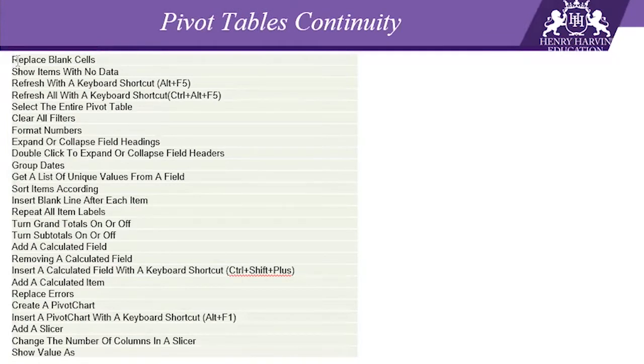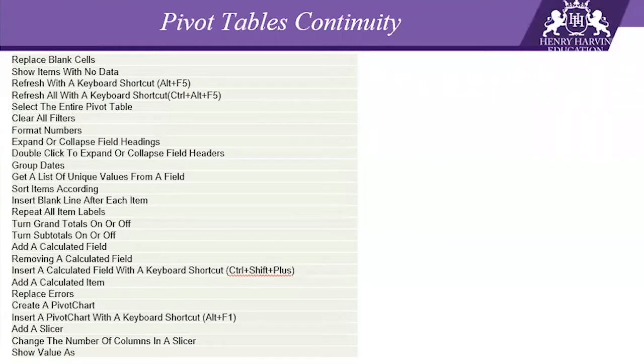And we can replace blank cells, and these are some of the most used features in Excel. You can group by dates, format numbers, format the entire pivot table, remove a calculated field, add a calculated item, create a pivot chart, slicer, and change the number and save, show value as. So there are a lot more things which we will be covering today in this session.